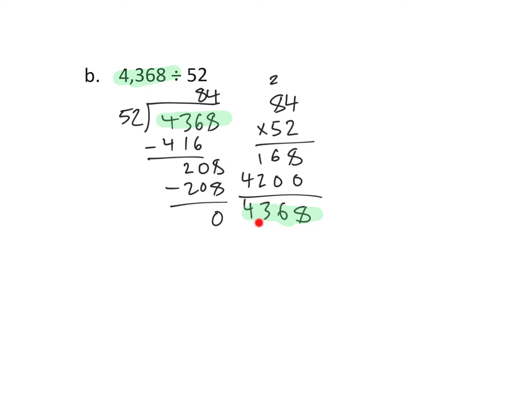So here I have my work. I got the answer 84, right? And the 4,368 was my dividend. And then when I checked my answer, I got my dividend back, right? So kiss your brain if you got it. If you didn't get it, pause the video and come and talk to Mr. Cooper.